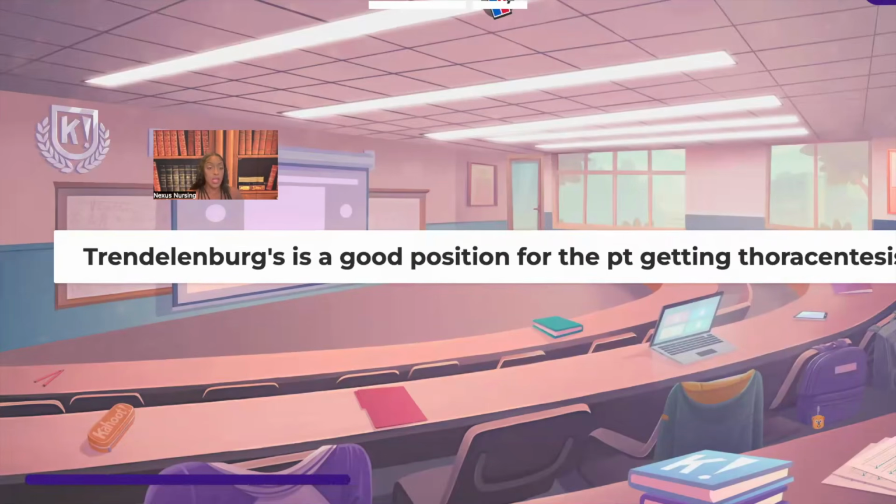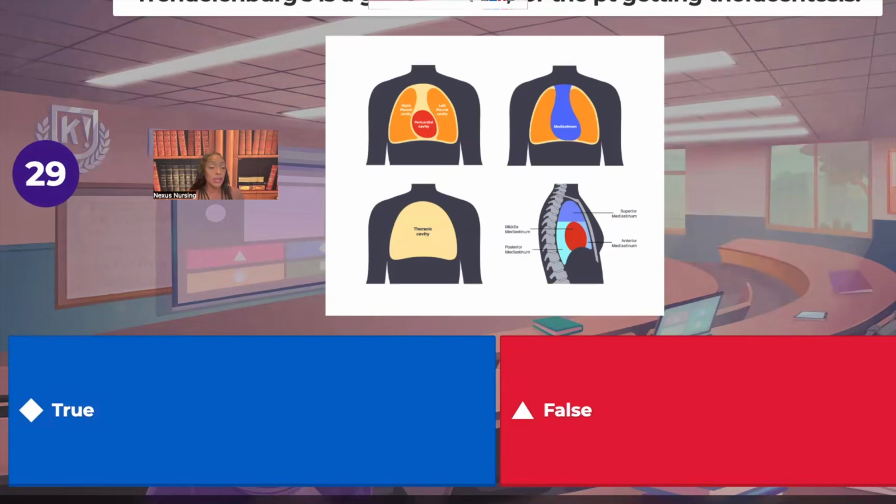True or false? Trendelenburg is a good position for the patient getting a thoracentesis. This is the last question. Is this true or is this false?